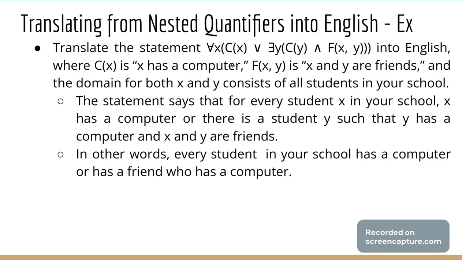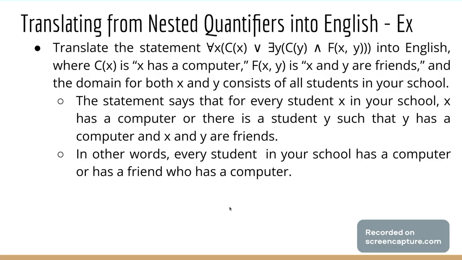So we know what C of x is. This particular statement will be: for every student x in your school, x has a computer, or there exists a student y who has a computer, and x and y are friends. In other words, it means that for all the students in our school, either they have a computer or they have a friend who has a computer.